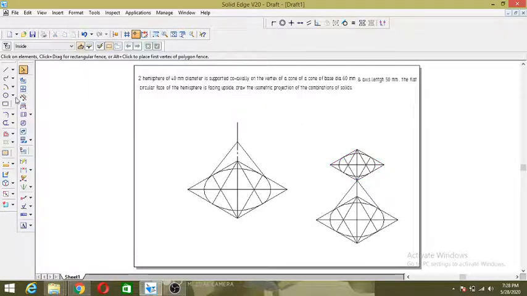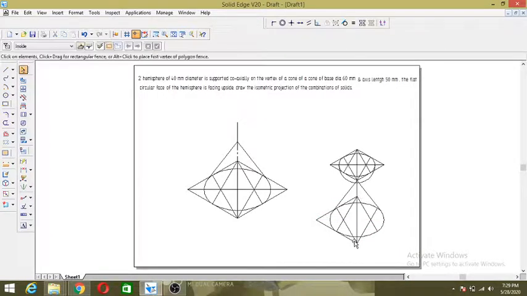After this, what do you have to do? Arc by center point. From this center to the end point, draw the circle. That completes the problem. Still, we used construction lines. What you have to do is delete the unwanted lines. Delete this.